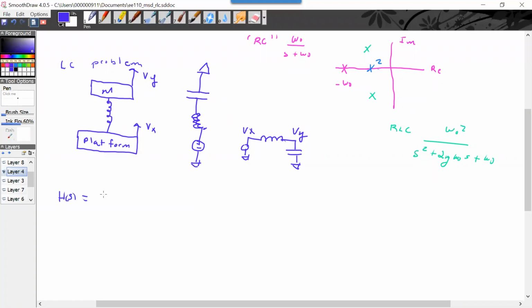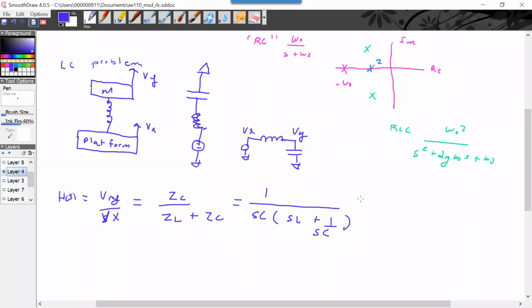So H(s) equals the ratio of the 2 velocities in the s domain, and that's really just a voltage division. So we have the capacitance impedance divided by the sum. That's 1 over sC times sL. Let's multiply through by s. Let's pull out the inductance.